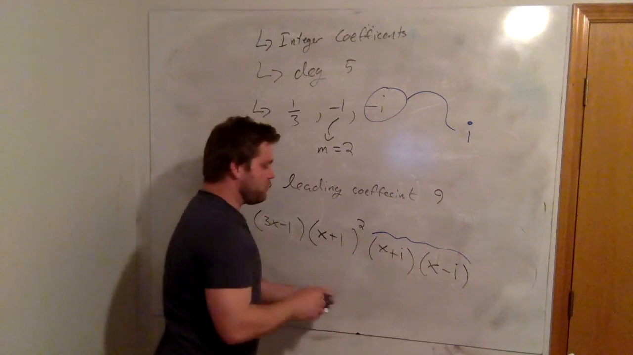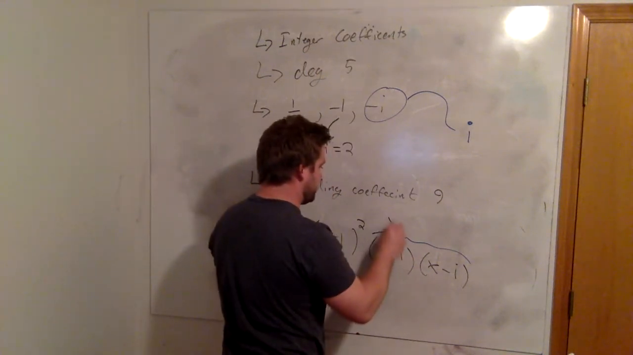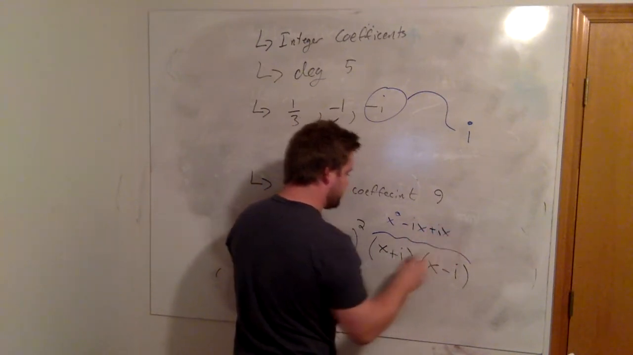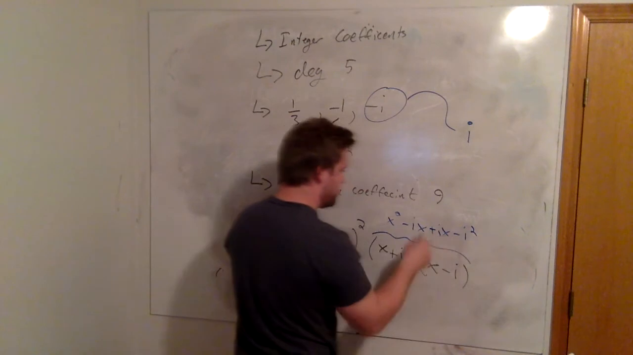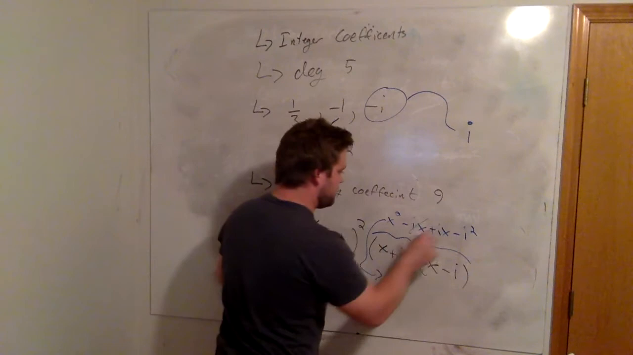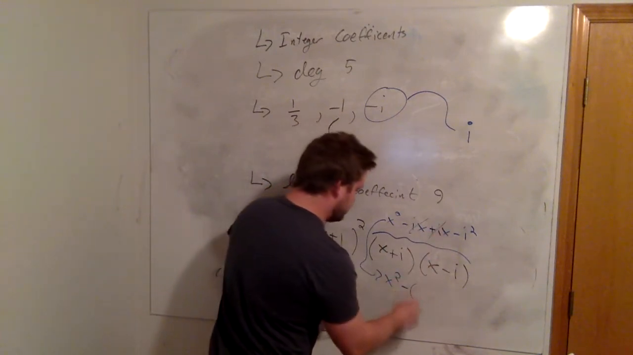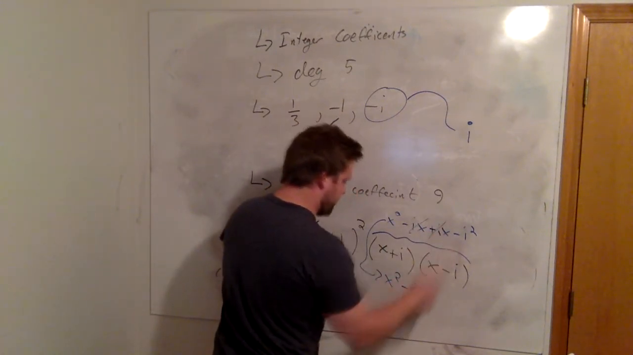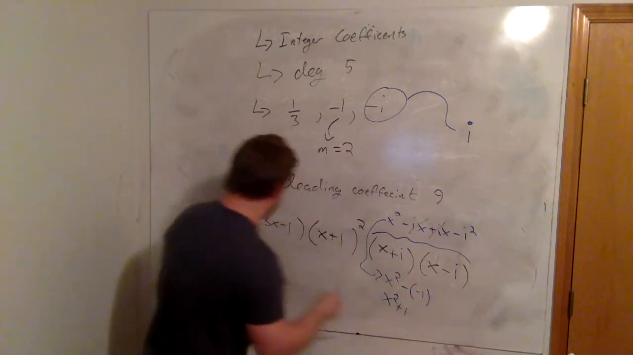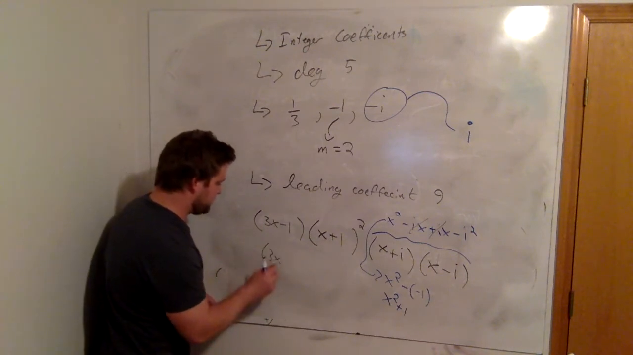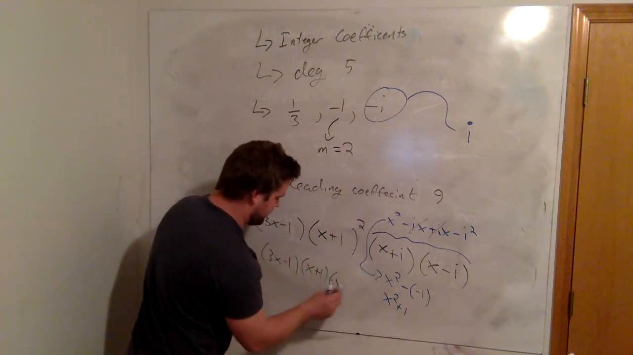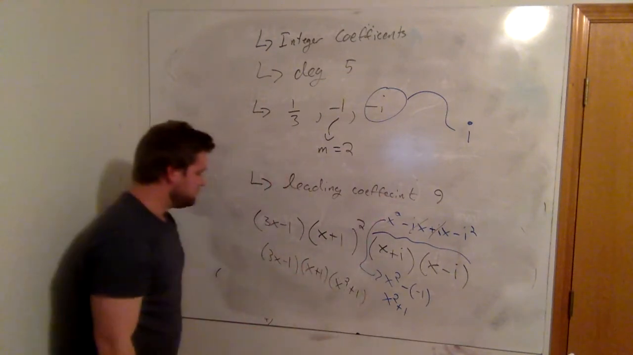Okay, so notice here if I were to expand this, I would get x times x, x squared, I would get minus ix, I would get plus ix, and I would get a minus i squared. So the middle terms cancel out, and I'm going to get minus a -1. Remember, i squared is -1, so I'm going to get x squared plus 1. So this polynomial would factor to 3x minus 1 times x plus 1 squared, times x squared plus 1.